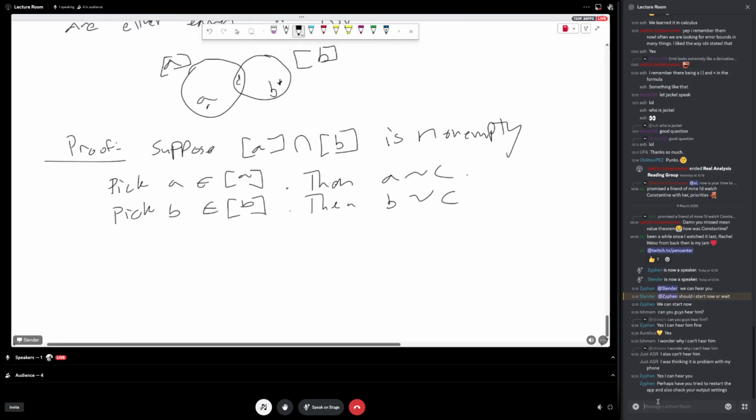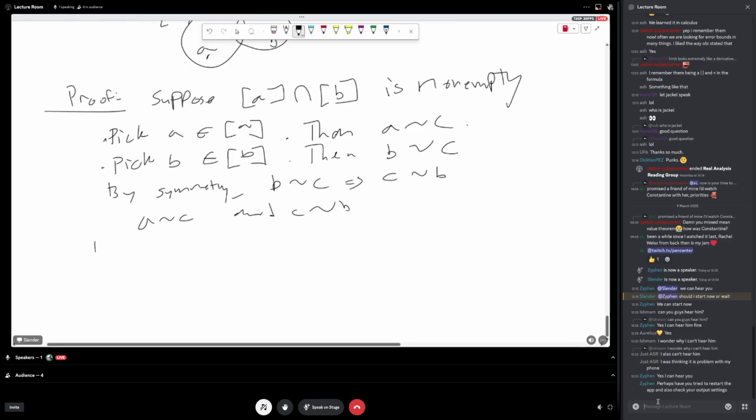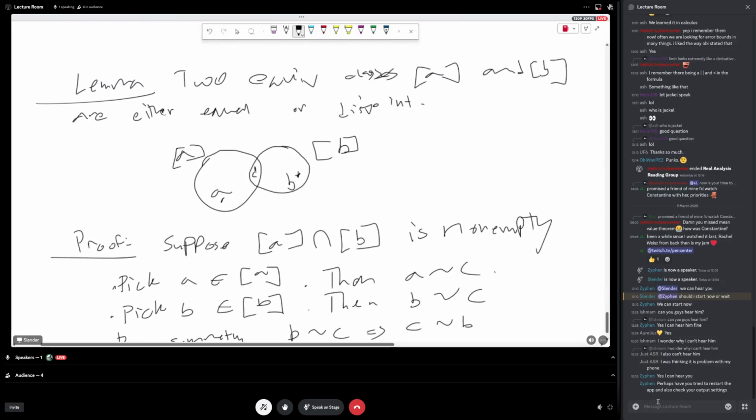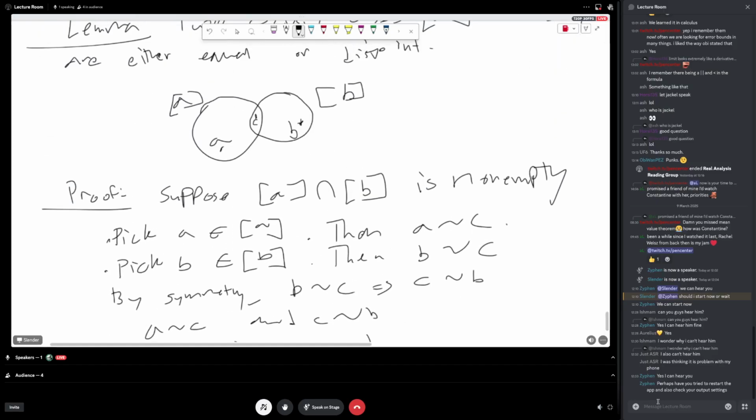Okay, so now by symmetry, B is in relation with C. This just means C is in relation with B. So from the first one, this implies that we have A is in relation with C and C is in relation with B. Then by transitivity, A is in relation with B. So we have shown that if the intersection is non-empty, then A has an equivalence relation with B.